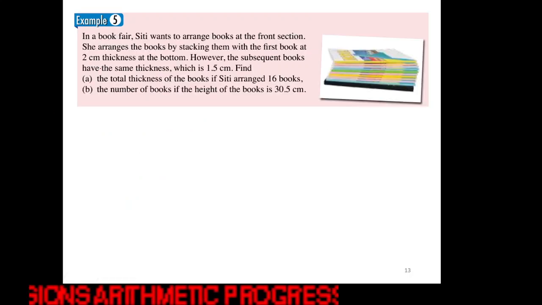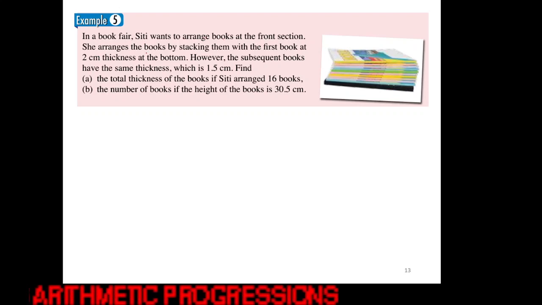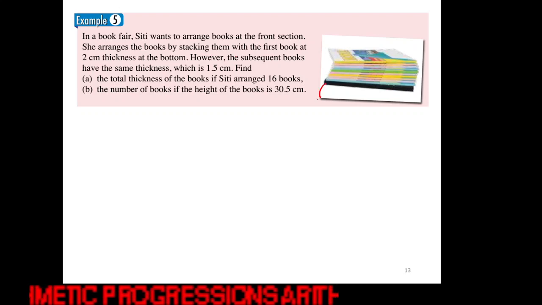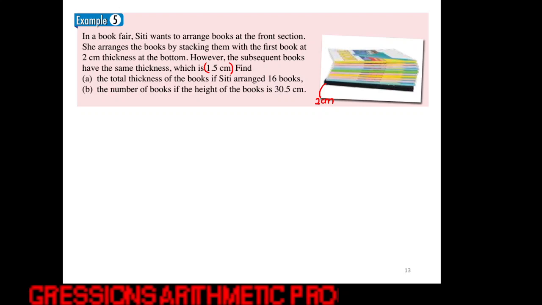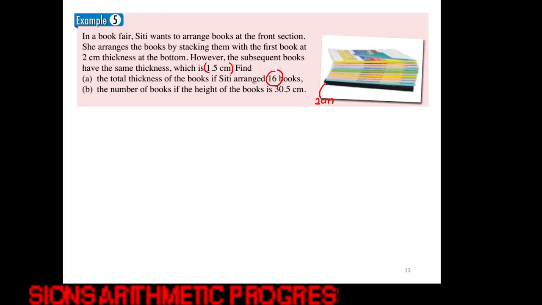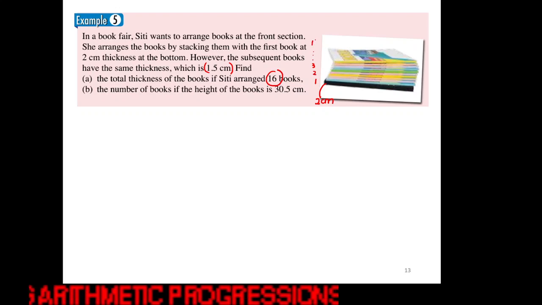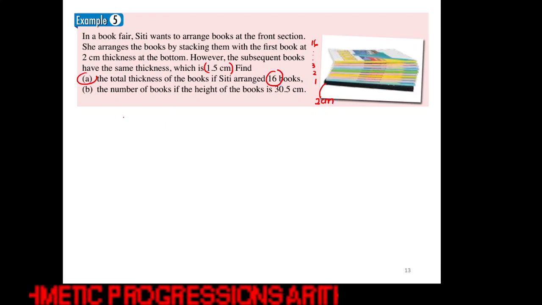And the last example for today, Siti wants to arrange books at the front section. She arranges the books by stacking them with the first book at 2 cm thickness at the bottom. However, the subsequent books have the same thickness, which is 1.5 cm. Find the total thickness of the books if she arranged 16 books. Okay, that means we have book 1, book 2, book 3 until book 16. So what are we looking for in question A? Yes, we are looking for T16.